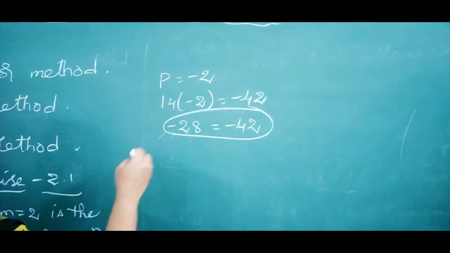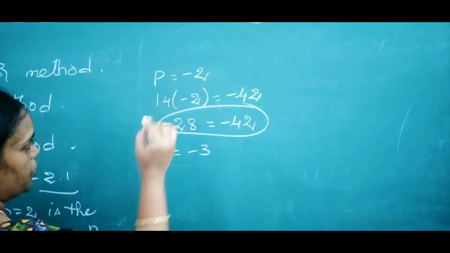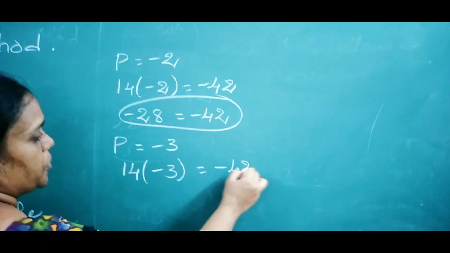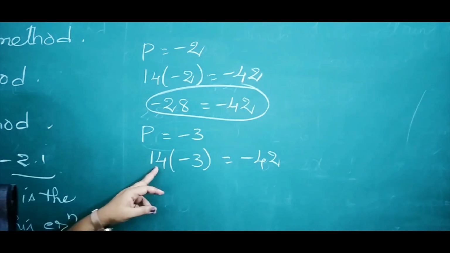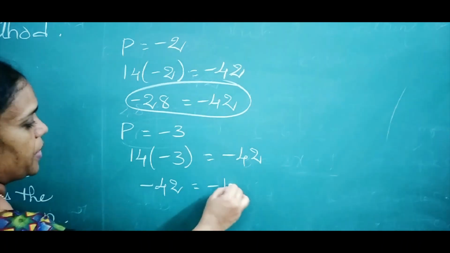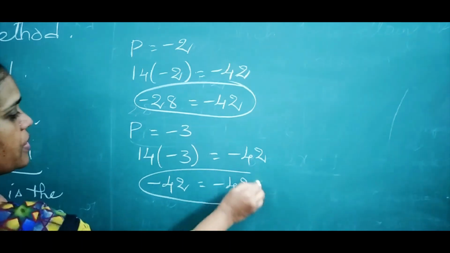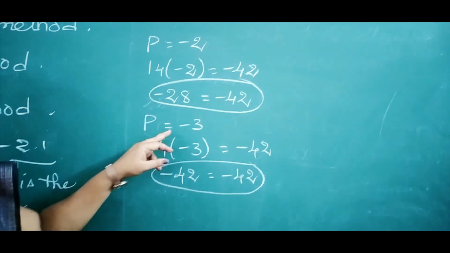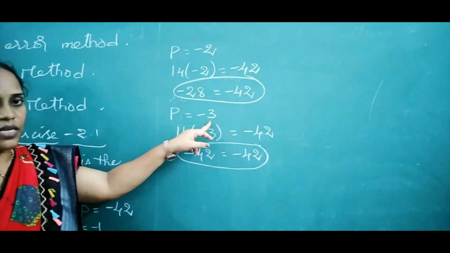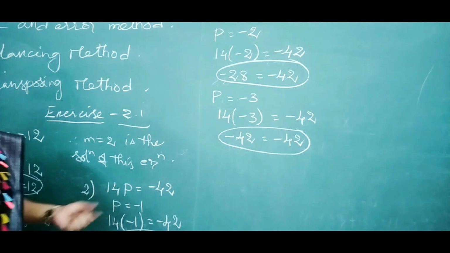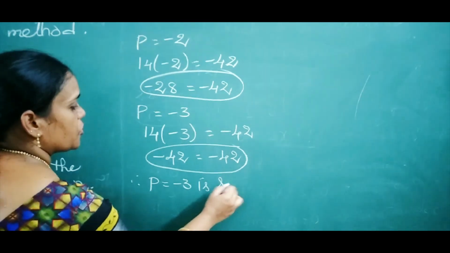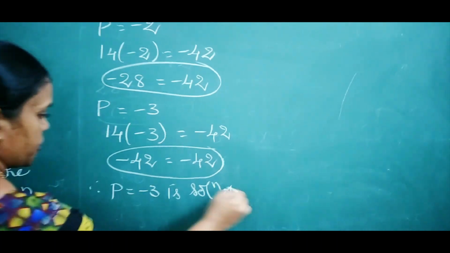Again we try the p equal to minus 3 value. 14 of minus 3 is equal to minus 42. In this, what is 14 into minus 3? Minus 42 is equal to minus 42. So it is correct. In which value? P equal to minus 3. Therefore, p equal to minus 3 is the solution of this equation.